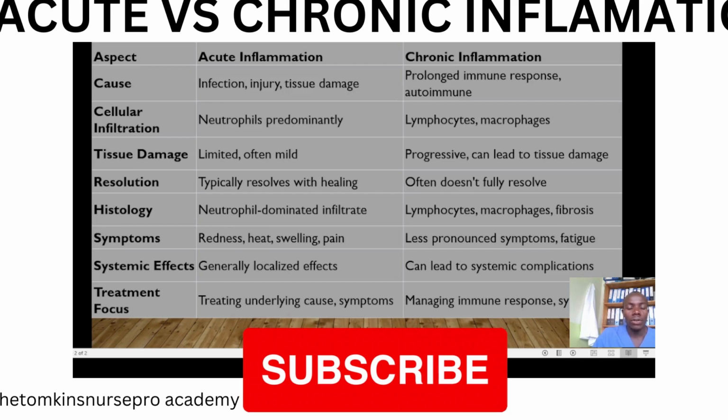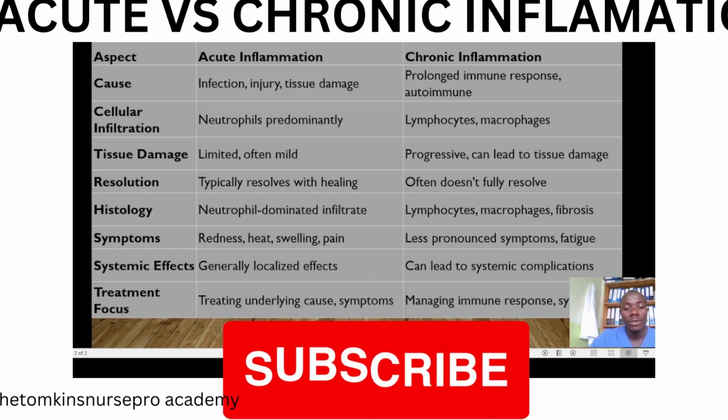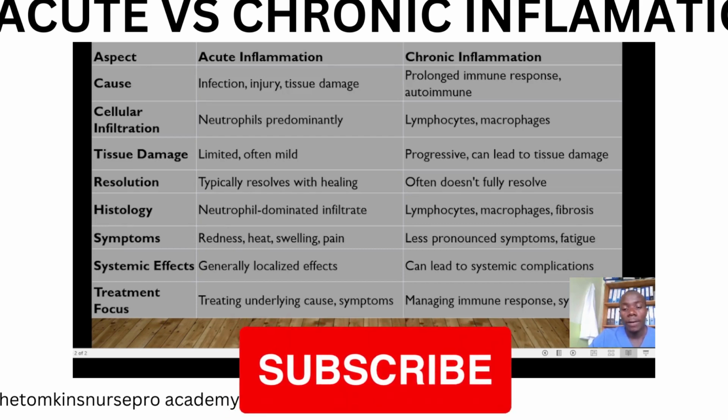treatment focus, treatment in acute inflammation focuses on the underlying cause and symptoms, as opposed to chronic inflammation, which focuses on managing the immune response and symptoms.